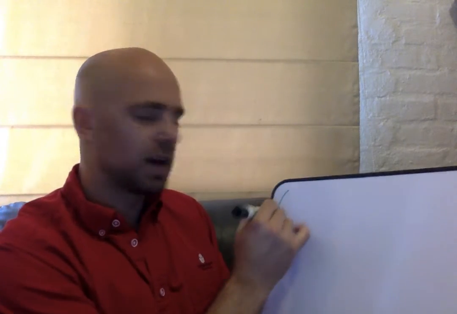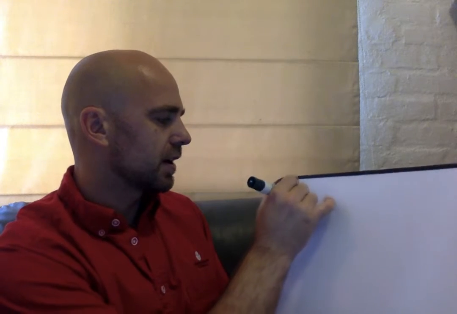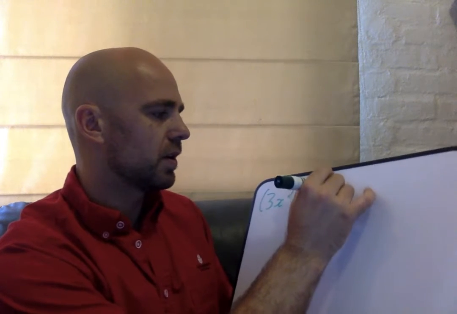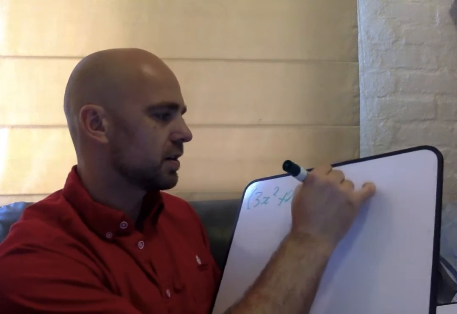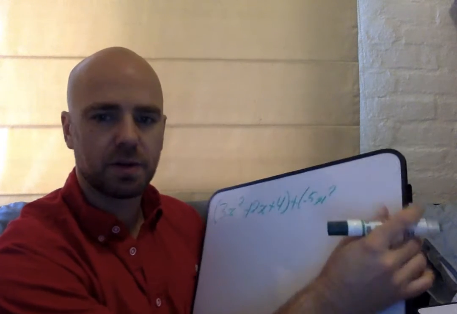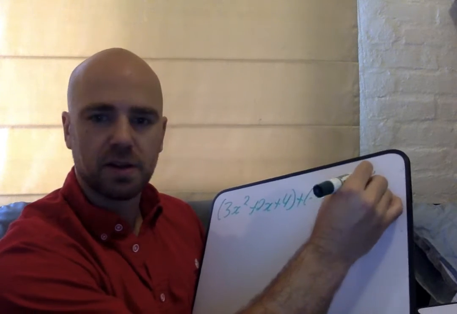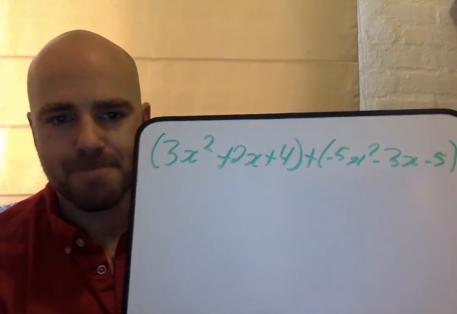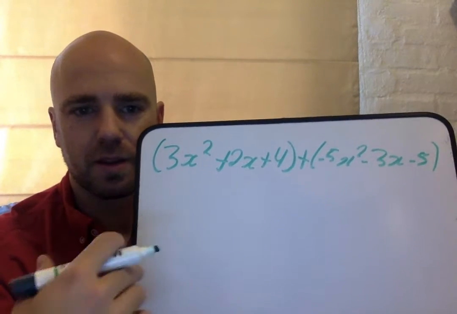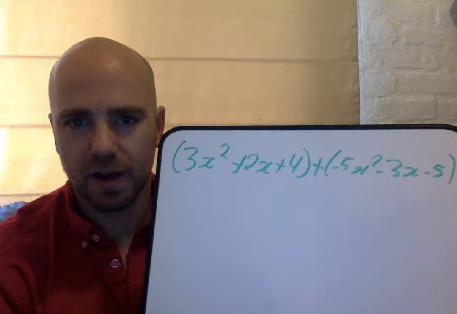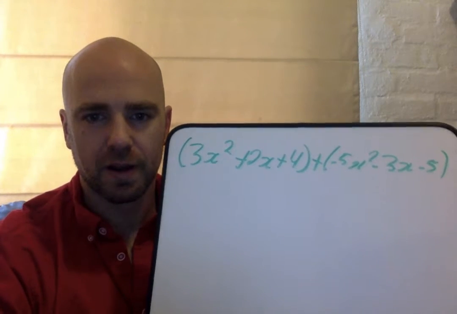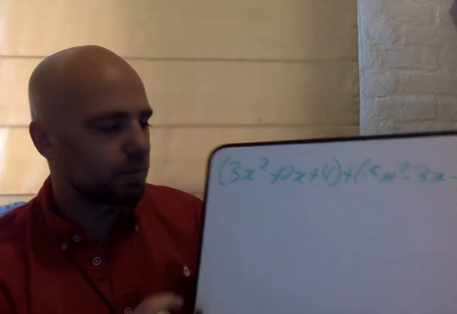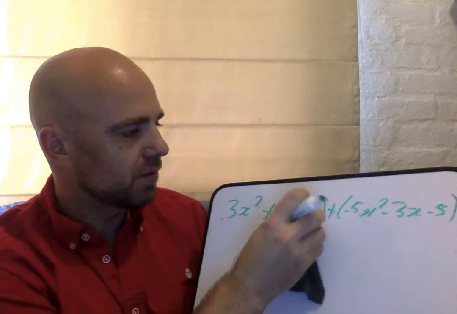If we've got, let's say, 3x squared plus 2x plus 4 plus negative 5x squared minus 3x minus 5. Okay, we fit it. So if I've got something like this, you could represent it with the tiles if you wanted, and then group the things that you'd want. Basically, I'm going to rewrite it without the brackets. So if I remove the brackets, I'll remove this.